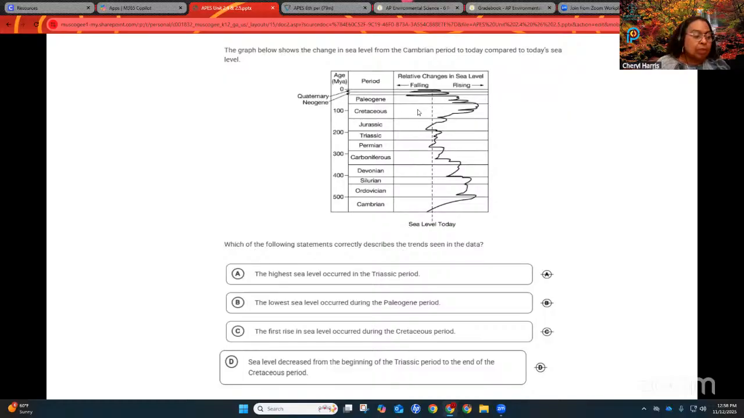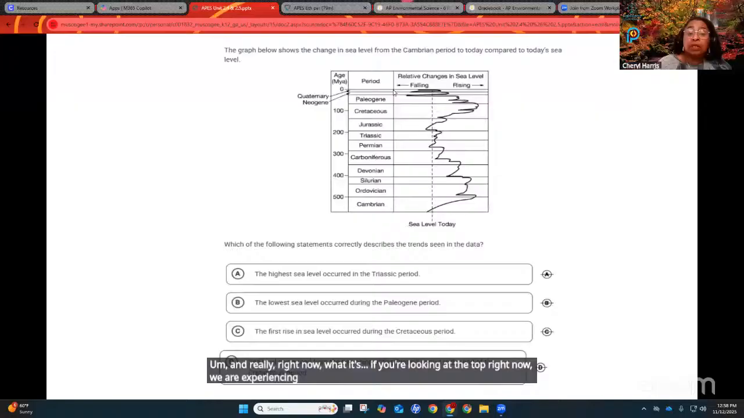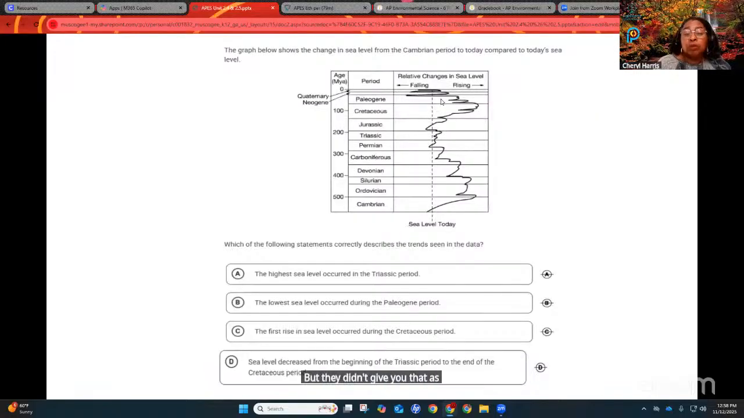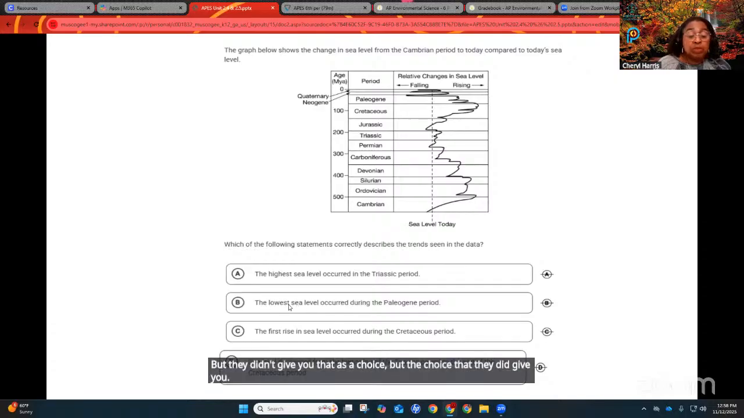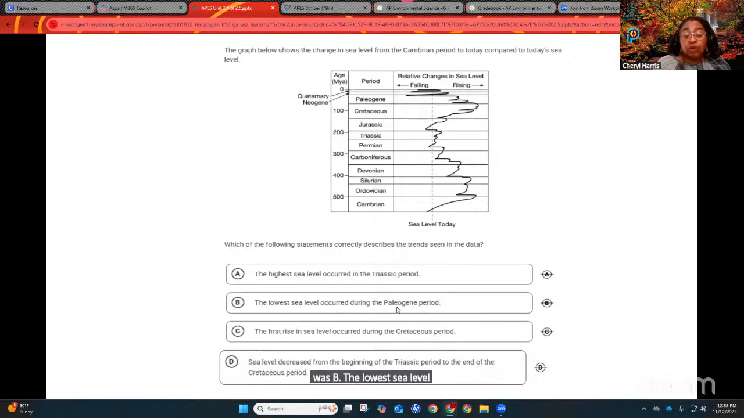Okay, got two people who say it's B. All right, so the lowest sea level, there's a lot going on. Really right now, if you're looking at the top, we are experiencing the falling, but they didn't give you that as a choice. The choice that they did give you was B: the lowest sea level occurred during the Paleogene period. That is correct.